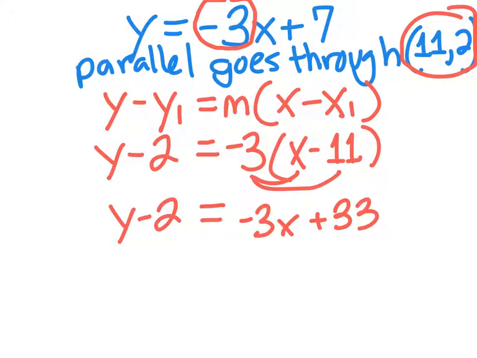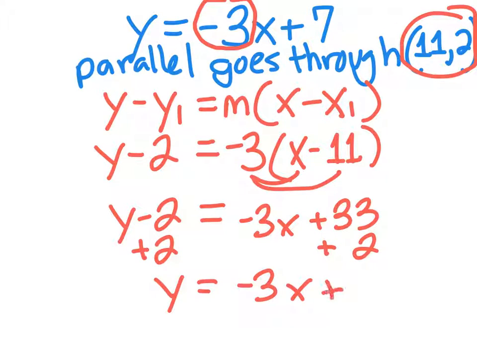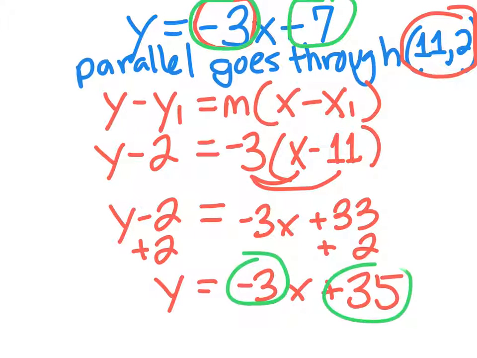y minus 2. Now I want to get that y alone. Add 2 to each side. Add 2 to each side. And I get y equals negative 3x plus 35. Quite a different y-intercept, as you see. But our slopes are the same. We have, I'm going to use a different color here, negative 3, negative 3. Same slope, so they must be parallel. Different y-intercepts, positive 7, positive 35.